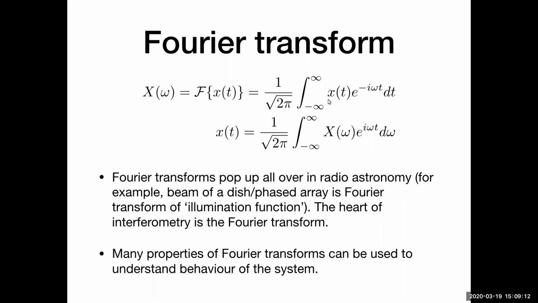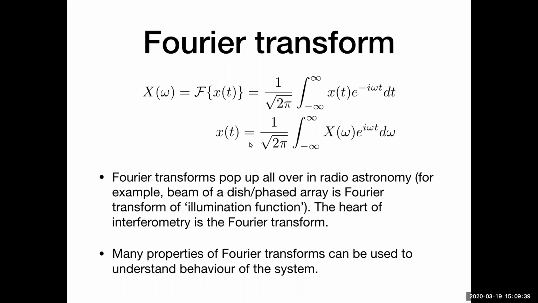So you pass some function x of t through this integral with this Fourier kernel, which is this complex exponential. And the function of frequency, or omega, that you get out is your Fourier transform. In principle, you can do exactly the same thing in reverse. You take your Fourier transform, push it through the positive version of this Fourier kernel, and it's supposed to restore your original function.